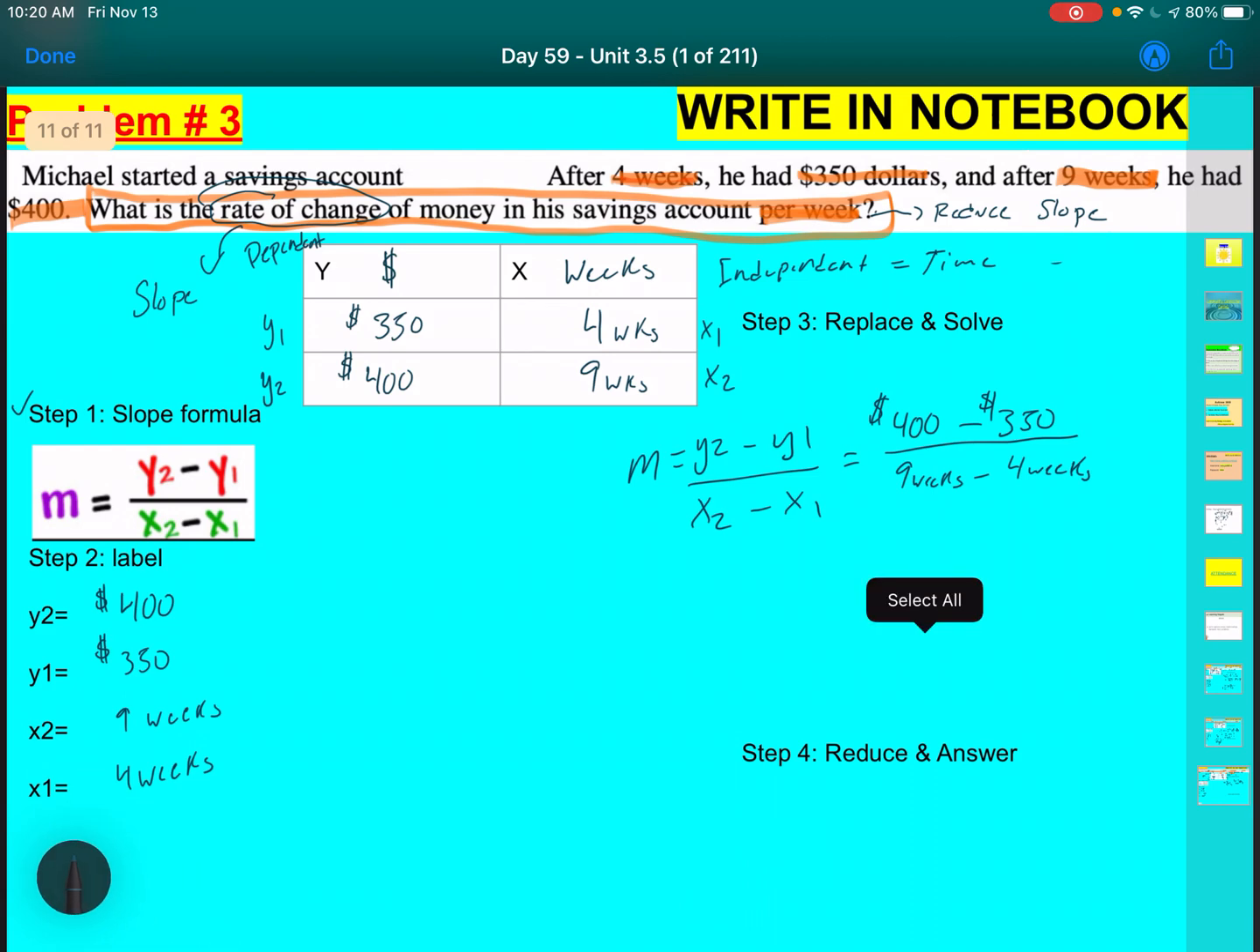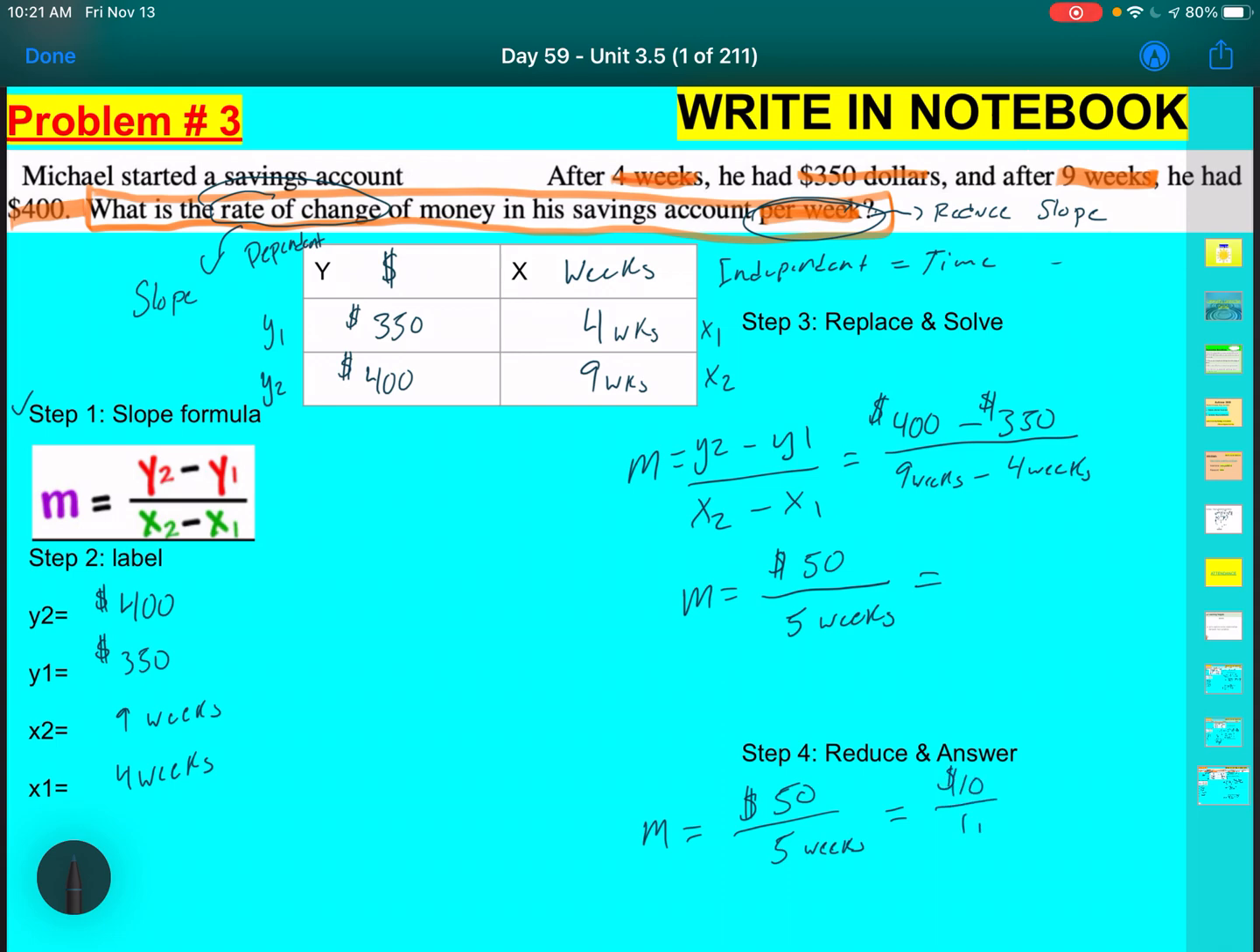Okay, now we're going to do the subtraction. 400 minus 350, my slope is going to be equal to $50 over 9 minus 4 weeks, which is 5 weeks. Now, remember we were looking for per week, so that means we need to reduce this. So our problem was already telling us that we needed to reduce. So we can definitely reduce this out. 50 divided by 5. Well, I can take a 5 out of both, which is going to end up giving me $10 per 1 week.